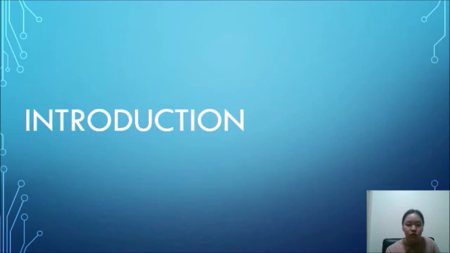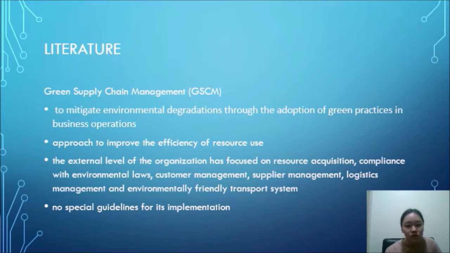To start our introduction, I would like to explain the meaning of Green Supply Chain Management (GSCM). This is a concept to mitigate environmental degradation through the adoption of green practice in business operations. GSCM is an approach to improve the efficiency of resource use. This is just an arbitrary concept with no special guideline for its implementation.